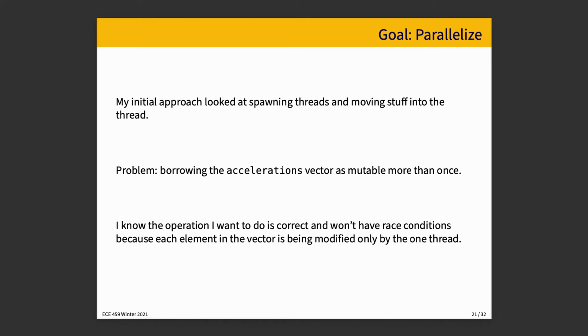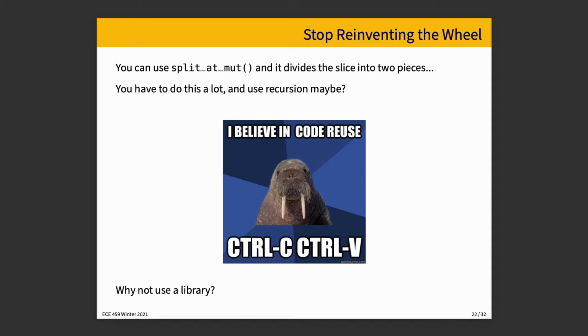However, that is not as straightforward in Rust because, well, we can't just assign the vector to one place. I know this operation that I want to do is correct and won't have race conditions because each element in the vector is being modified by one thread and one thread only. But we would still have to be very explicit about how to split it up. So, yeah, even though each element in the vector, I know my code will only modify in one place, Rust doesn't know that, and the compiler erring on the side of caution says, I don't think so, I can't allow this.